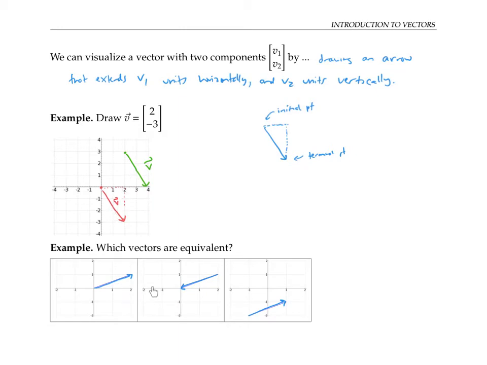So which of these three arrows represents the same vector? The first one and the third one do. They both represent the vector with components 2, 1. But the middle vector has components negative 2, negative 1. So the middle vector is actually the negative of the other vectors.